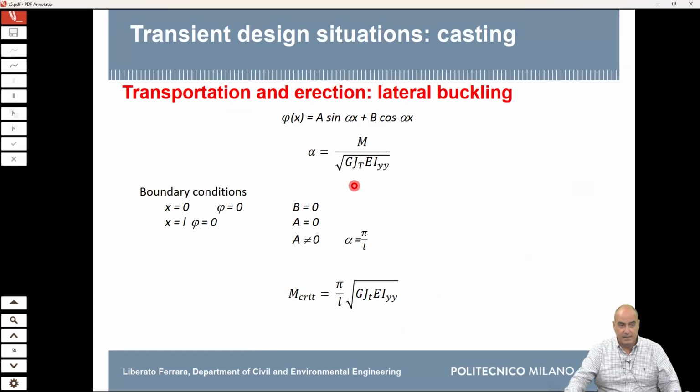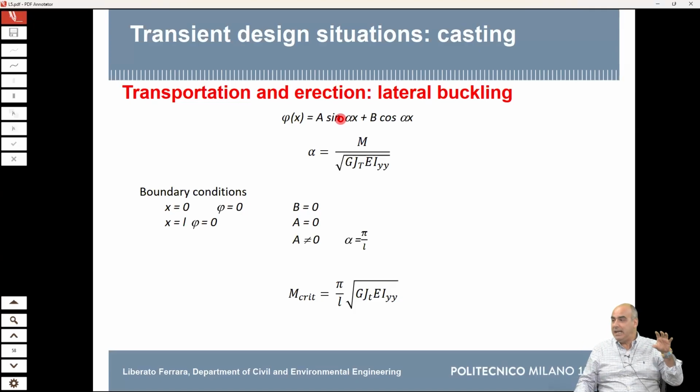Good. Then I have the other boundary condition at the other edge of the beam, the other support, x equal to L. So in x equal to L, the rotation also has to be 0. But if I put x equal to L, and I already consider that B is 0, I have A sinus of alpha L equal to 0. I have two options. A is a number, sinus of alpha L is another number. The product of these two numbers has to be 0. The only possibility is that either one or the other is 0.